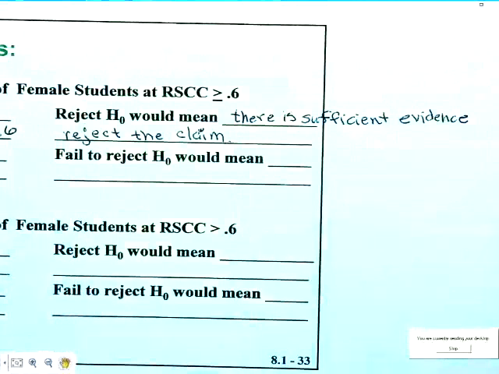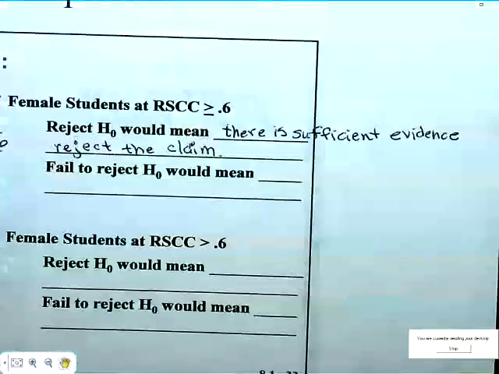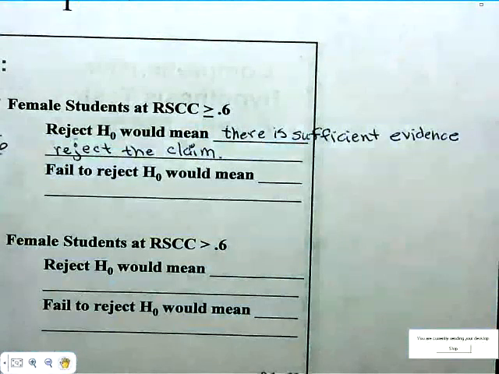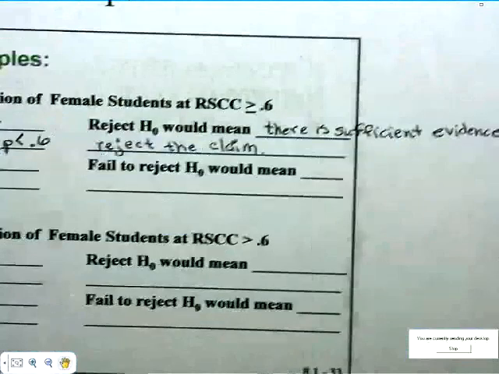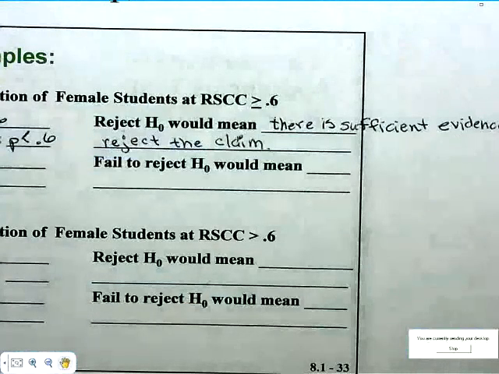And I'm not going to take time to rewrite the claim here because we need to move on, but there's enough evidence to reject the claim would mean there's enough evidence to tell whoever said the percentage is greater than or equal to 0.6, you're wrong. It's actually less than 0.6.